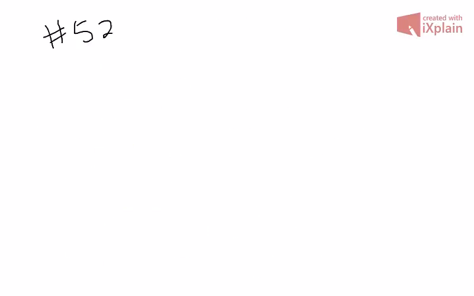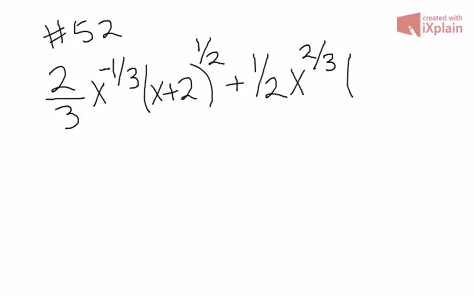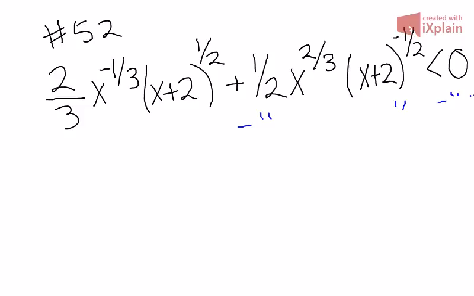Alright, number 52. We're writing this out here. 2/3 x to the minus 1/3, and this whole thing, they try to complicate it and confuse you with all of the fractions and the exponents and whatnot, but don't let all that confuse you. Really, it's not too bad. We're just going to move the second term, rather, over to the other side. Okay, so we just subtract it over.